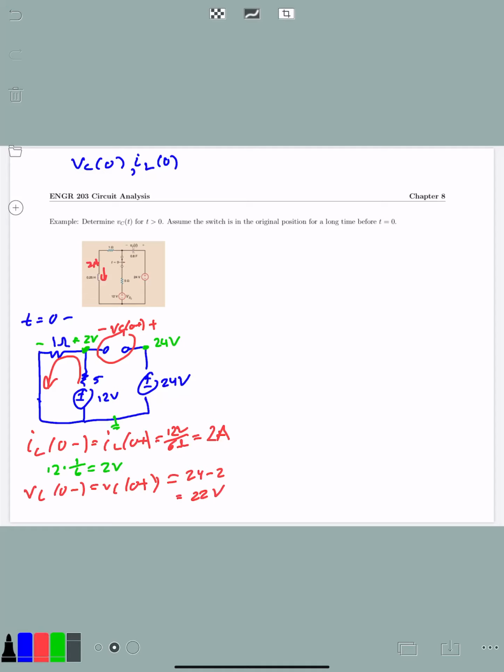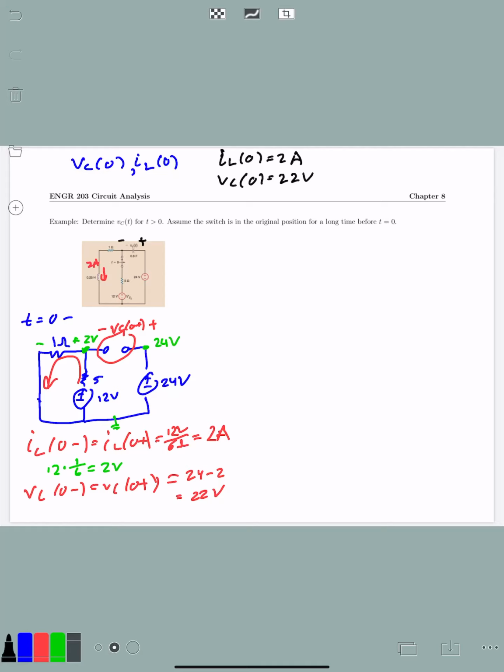So I'm going to go ahead and make a note up here that IL of 0 is 2 amps and VC of 0 is 22 volts. We are going to need those when we're solving our problem here. And it's also important to note that the voltage is measured positive on the right and negative on the left, and the current through the inductor is going down. So all of that was before we even create our differential equation.